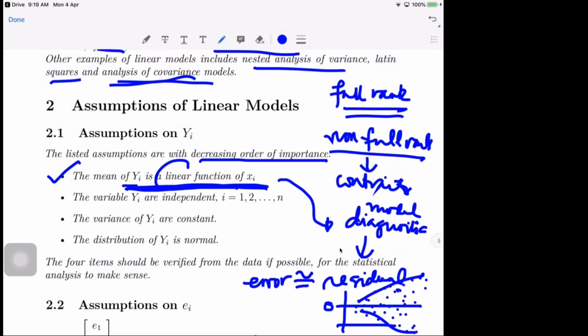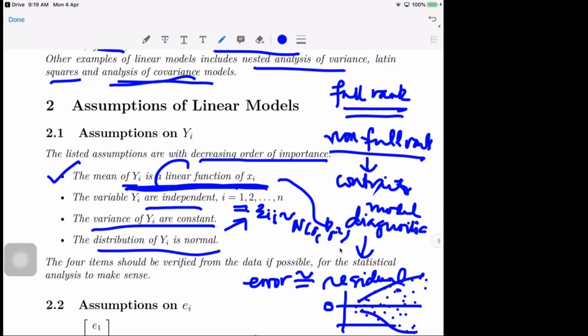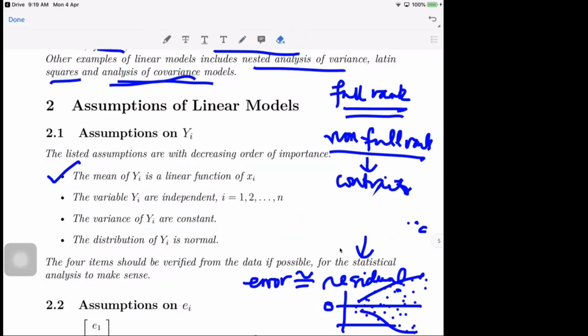And then the yi's are independent. This will also imply that the epsilon i's are also independent. The variance of yi is constant, which also means that the variance of the error terms is constant, with mean 0 and variance sigma squared. And the distribution of y is normal, which will also mean that the epsilons are normal. So talking about y is the same as talking about the error term.